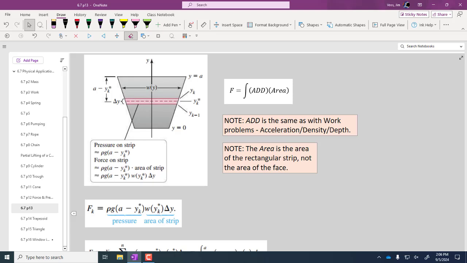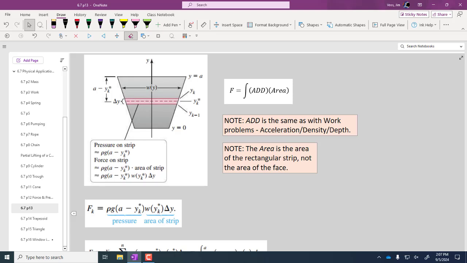When we had the volume, we were finding the volume of a slice, which is a cross-section with thickness, the dy, added thickness. Here, area does not mean the area of the trapezoid that we're looking at. It means the area of this strip. So the area of that strip is the width of the strip times the thickness of the strip. The thickness of the strip is going to end up being dy.